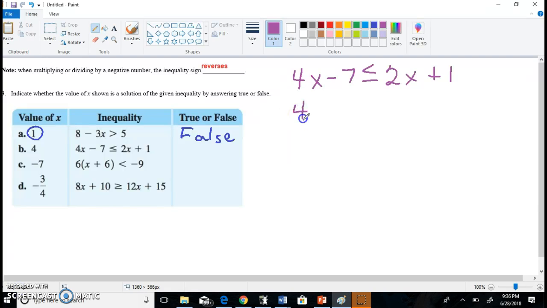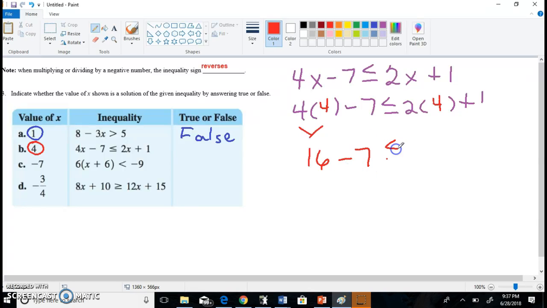Okay, the next one, 4x minus 7 is less than or equal to 2x plus 1. And instead of an x, we'll replace it with a 4, because that's what they gave us there. Okay, so 4 times 4 is 16. Bring down minus 7. And your sign. 2 times 4 is 8. Bring down your plus 1. 16 minus 7 is 9. 8 plus 1 is 9.